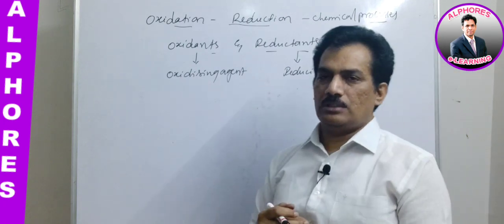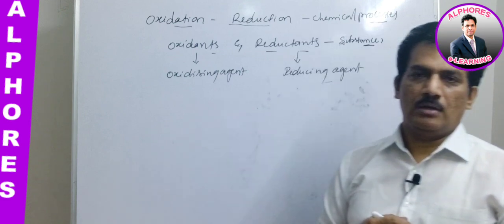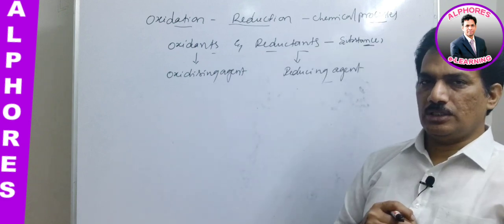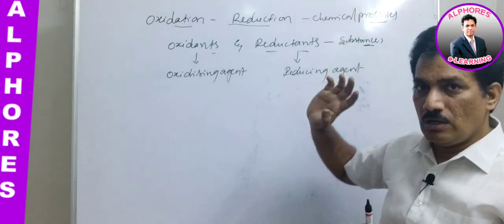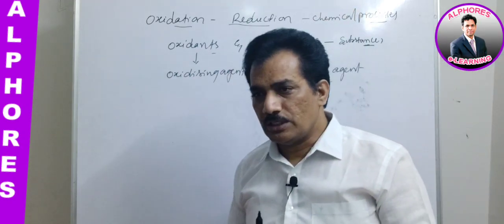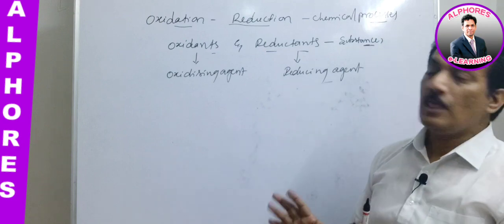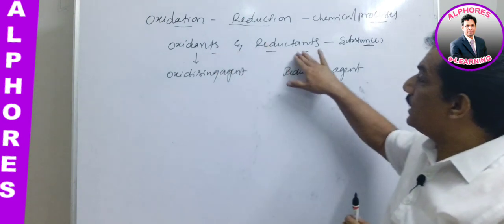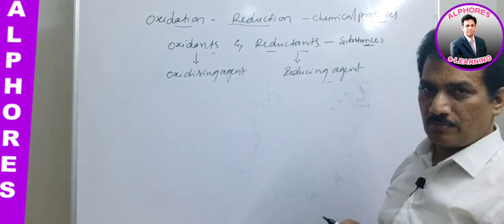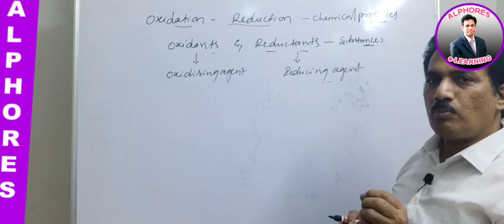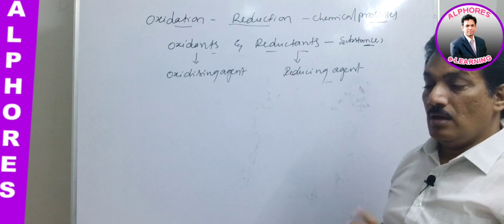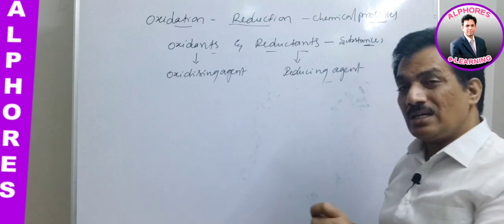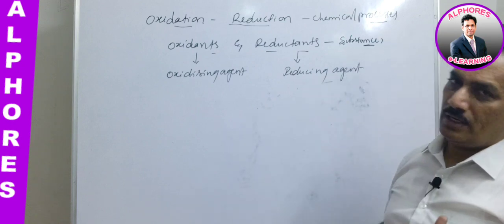Oxidant is a chemical substance, and reductant is a chemical substance. Oxidation and reduction are not substances; they are processes. Oxidants and reductants are the substances. For a substance, we consider it as an oxidant or reductant. For a chemical process, we consider it as oxidation or reduction.